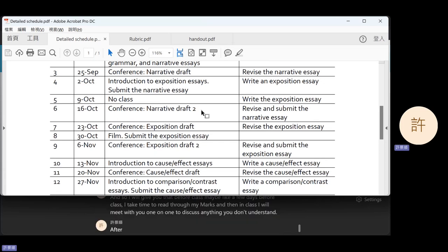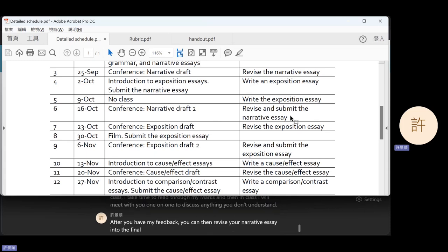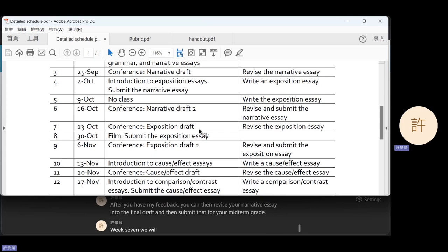After you have my feedback, you can then revise your narrative essay into the final draft and then submit that for your midterm grade. Week seven, we will discuss your exposition essay idea and plan. So that's how this goes, right?